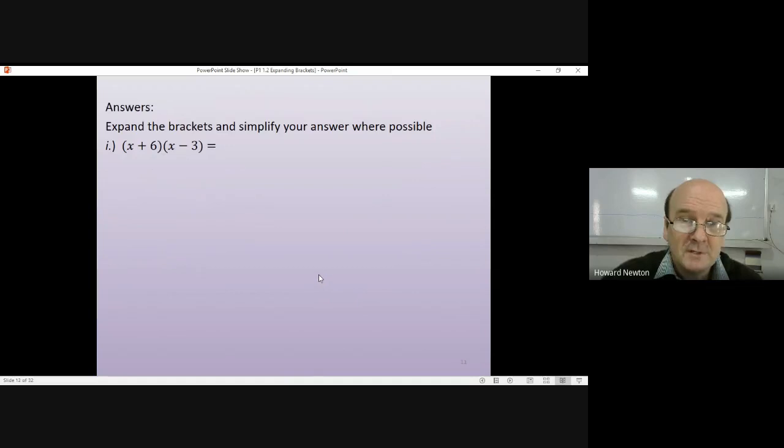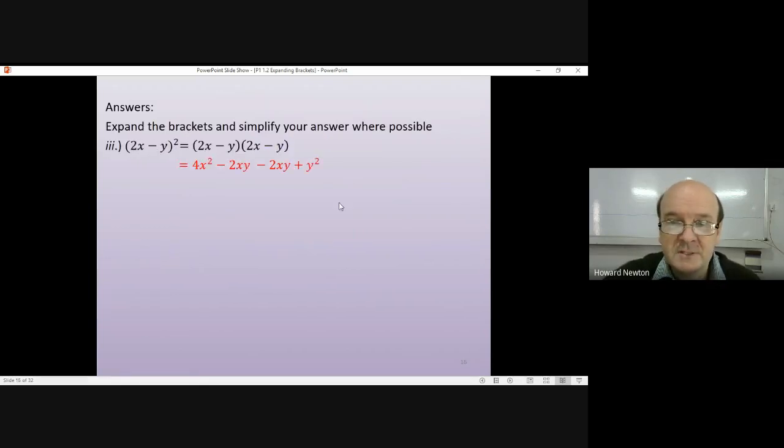Okay, we'll look at the first one. Doing the x times by the x is x squared, times by minus 3 is minus 3x, and then the 6 times by both things in the second bracket gives you those terms. The minus 3x and the 6x, those can be tidied together, giving you x squared plus 3x minus 18. The second question, x times the second bracket gives you the first 2 terms, minus 3y times the second bracket gives you the last 2. There was nothing you could tidy up in that question.